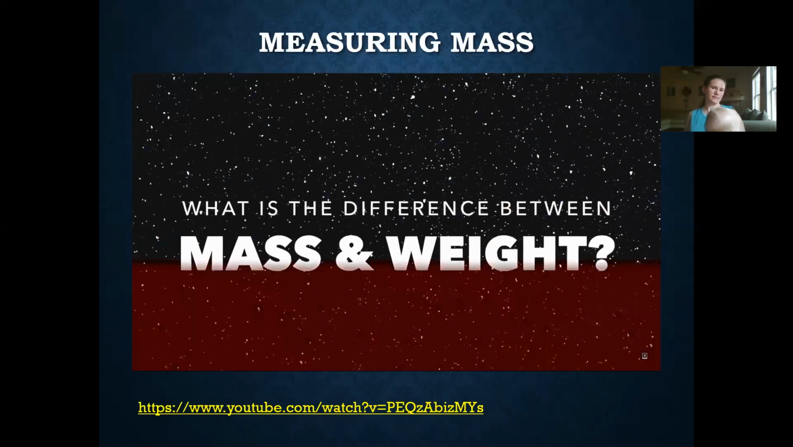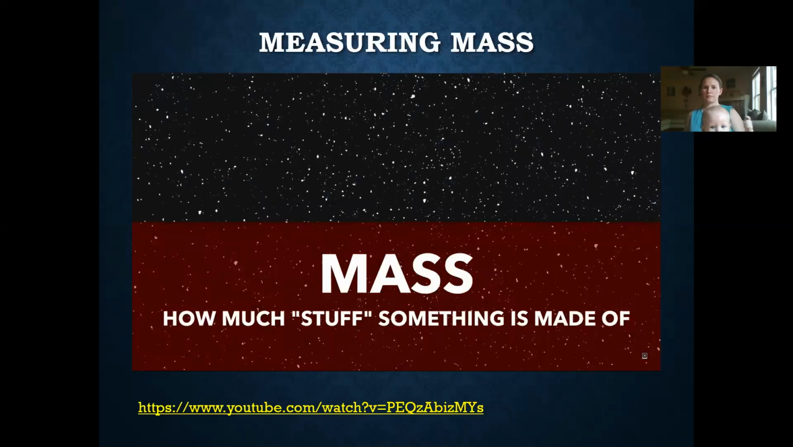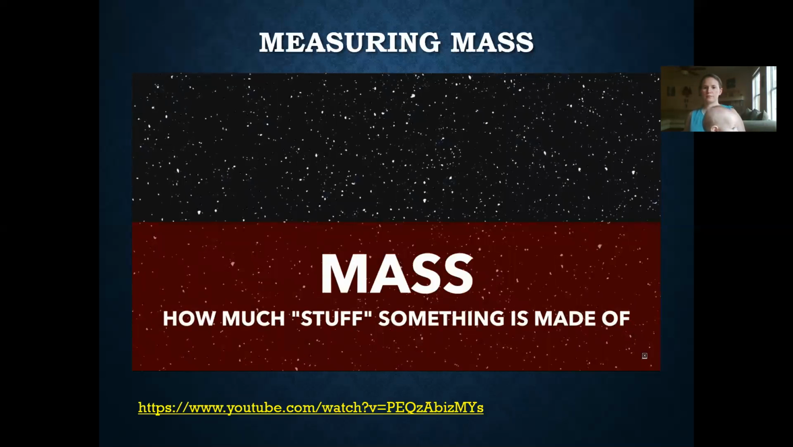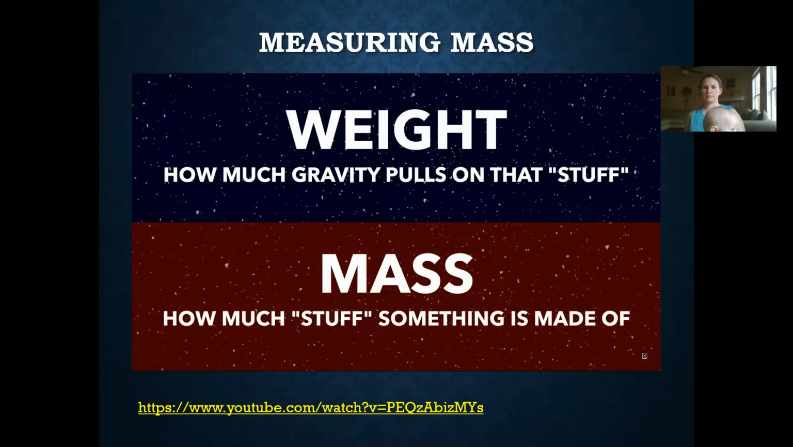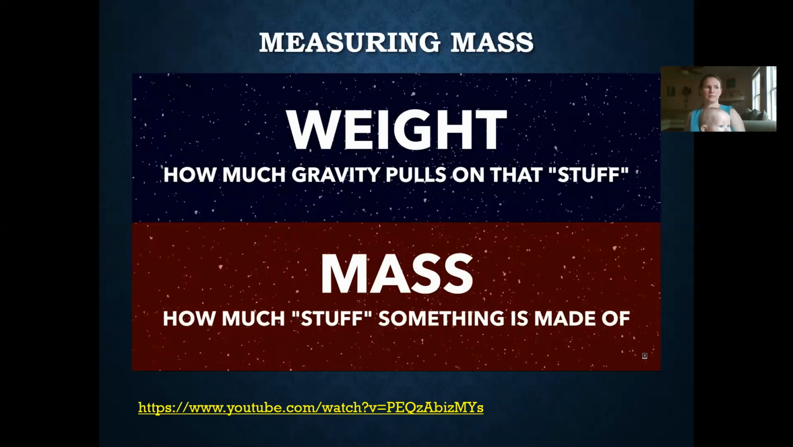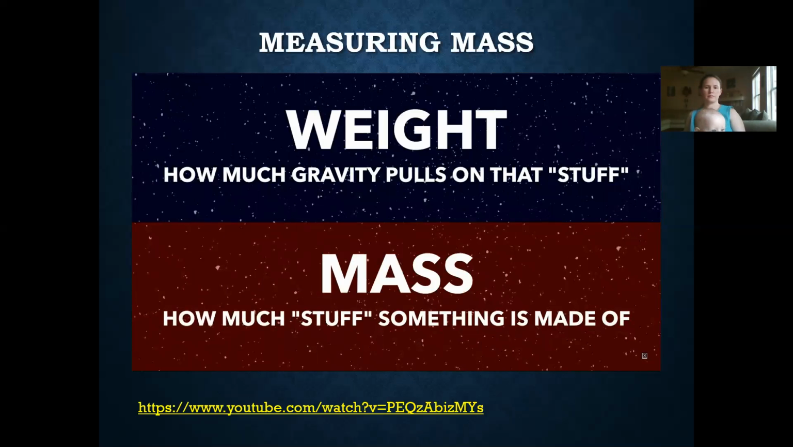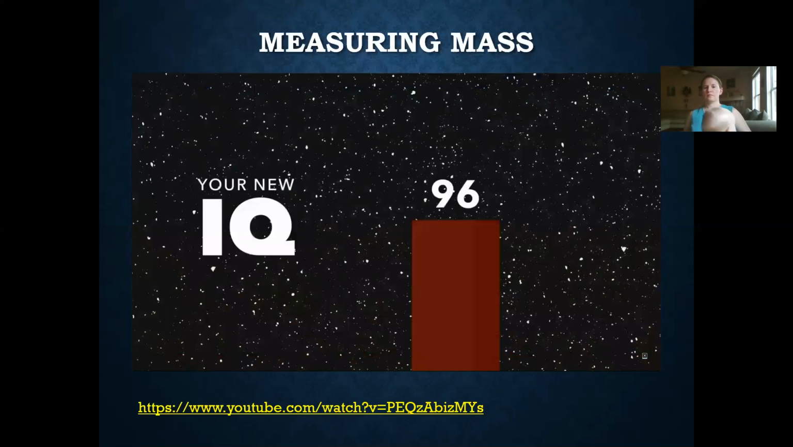Mass is simply how much stuff or matter something is made out of, and therefore how hard it is to move or change its motion. And weight is how much that collection of mass or stuff is being pulled down by the force of gravity. So now you know the technical difference between mass and weight. And as a result, you are officially smarter than most human beings on planet Earth.